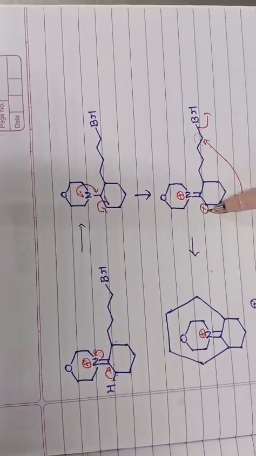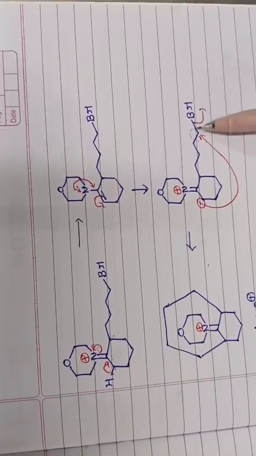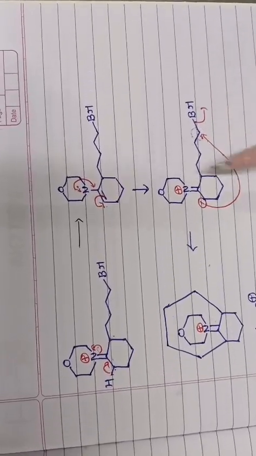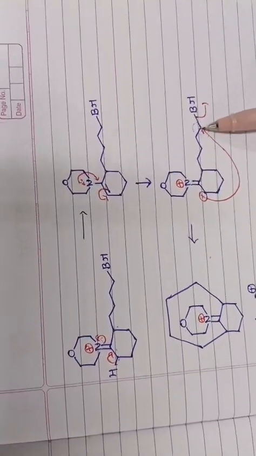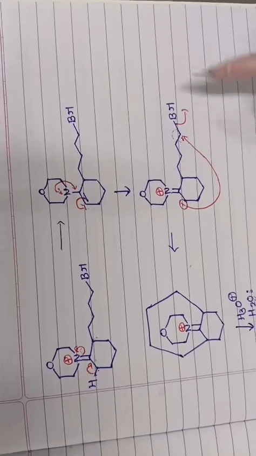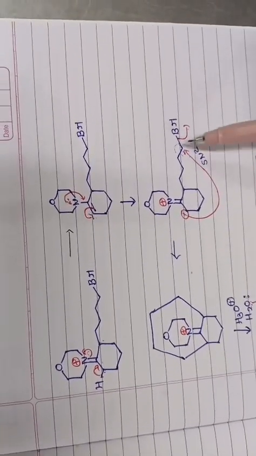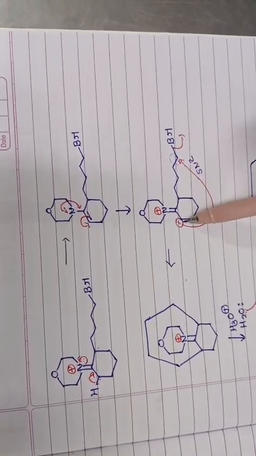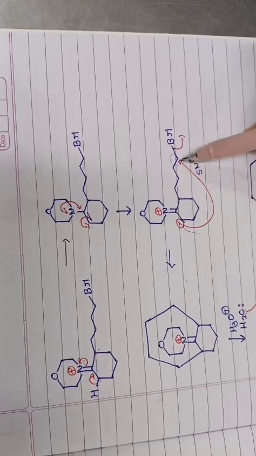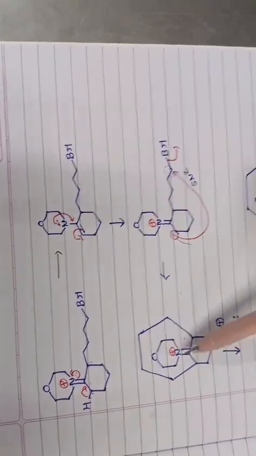Now this negative charge attacks the electrophilic carbon which is attached to the leaving group, and at the same time the leaving group leaves. This is also called SN2. Now this carbon attaches to the negatively charged carbon which attacked the carbon. Now this type of structure is formed.